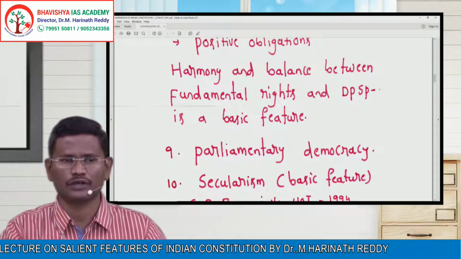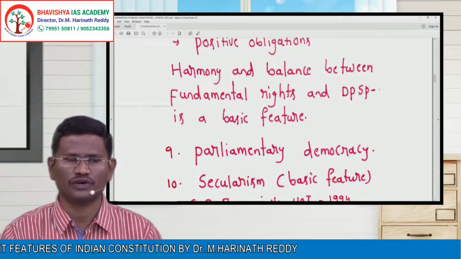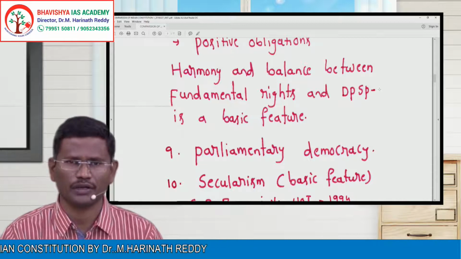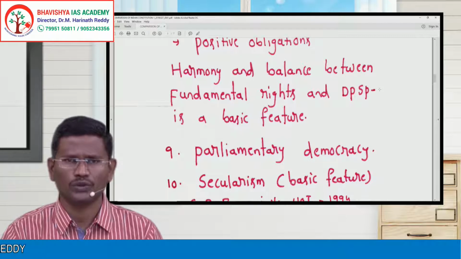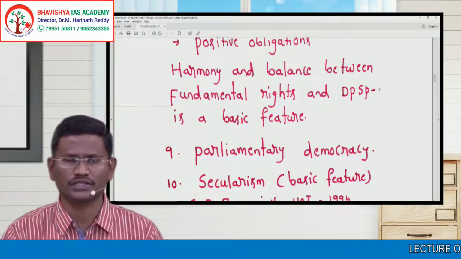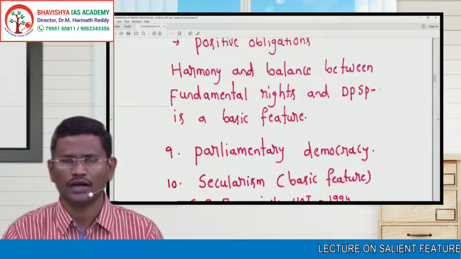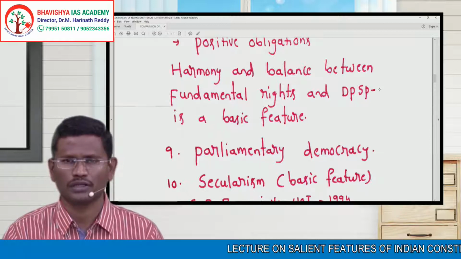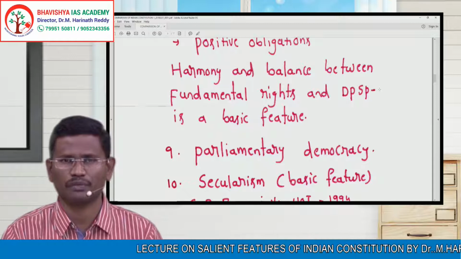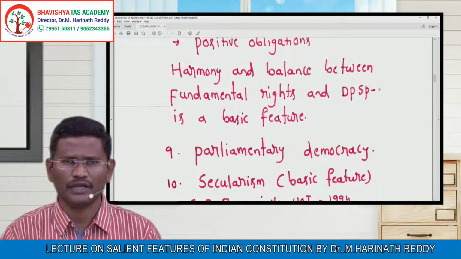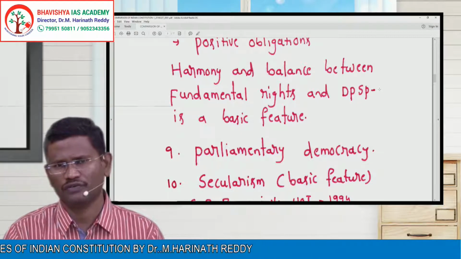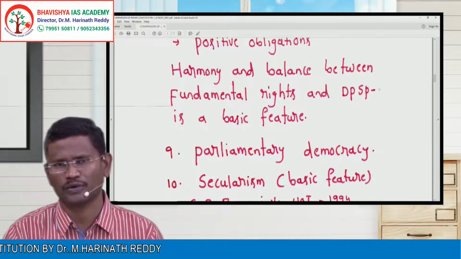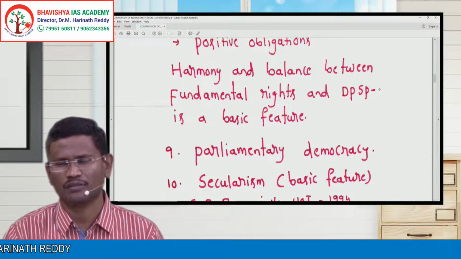Then parliamentary democracy. See, the Indian Constitution provides for the establishment of parliamentary democracy. Remember, India was ruled by Britain for more than 2 centuries. Initially under the English East India Company, subsequently directly by the British Crown on the basis of the laws made by the British Parliament. See, Britain is the first country to experiment with parliamentary democracy. The British Parliament is called the mother of all the parliaments across the globe.